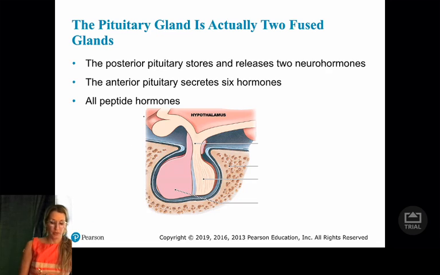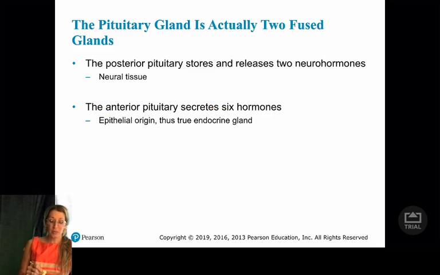Every single hormone that comes from the anterior pituitary, every single one is a peptide hormone. All of them. Every single one. So if it comes from the anterior pituitary, that bad boy is a peptide hormone. The posterior pituitary stores and releases 2 neurohormones. As I said, it is neural tissue. The anterior pituitary secretes 6 hormones. It's epithelial in origin, and it's a true endocrine gland. So true endocrine glands originate from epithelial tissue.